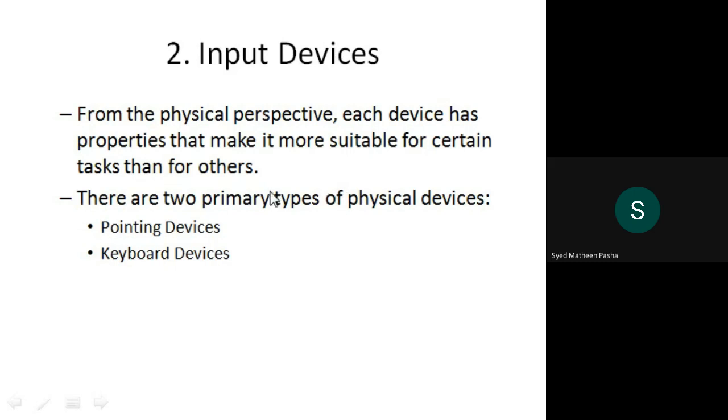Basically, I can call input devices physical devices. So basically, there are two primary types of physical devices. That is, these input devices are classified into two. One is pointing devices, the other is keyboard devices.